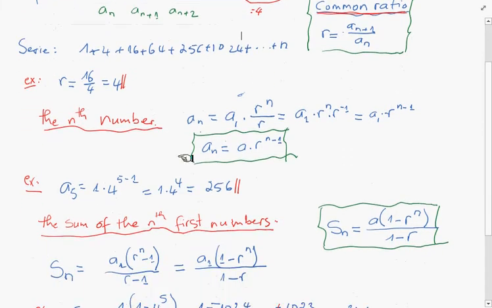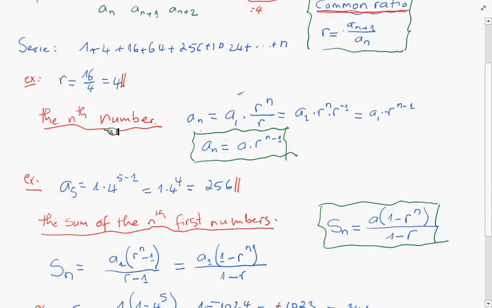Like we did in an arithmetic sequence, we can also find the nth number in a geometric sequence. Its formula is an equals a1 times r to the power of n, divided by r. We can transform this by writing a1 times r to the power n times r to the power minus 1. As these have the same base, we can just add the powers, and it gives us a1 times r to the power n minus 1. So the general formula is an equals a1 times r to the power n minus 1.